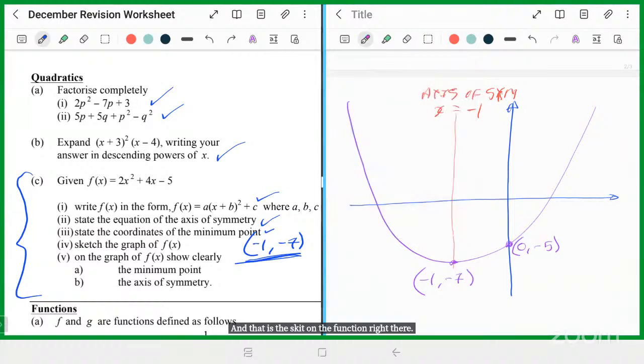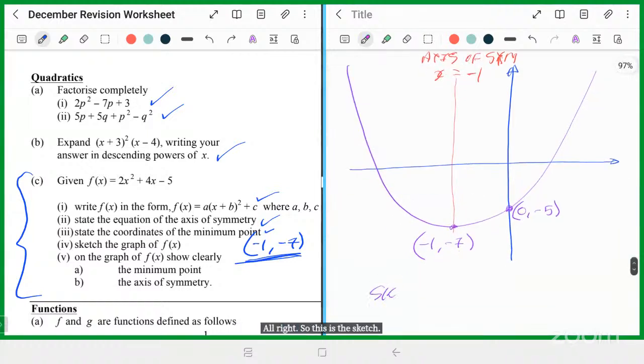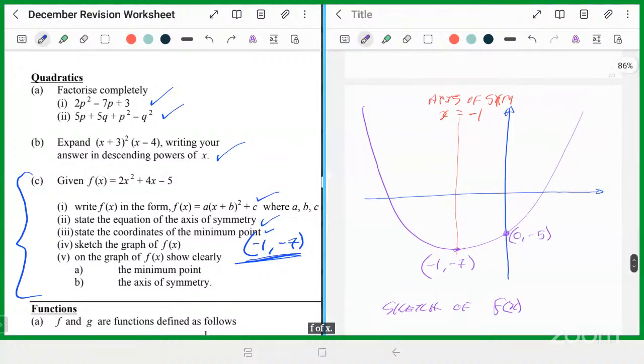All right. So this is the sketch of f of x. That is it. Very good. Let's show the minimum point on the axis of symmetry. All right? Online, you good? All right, beautiful.